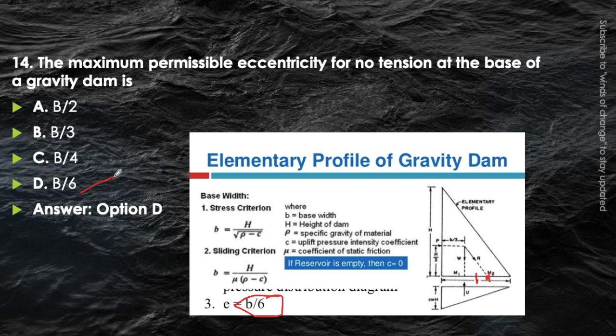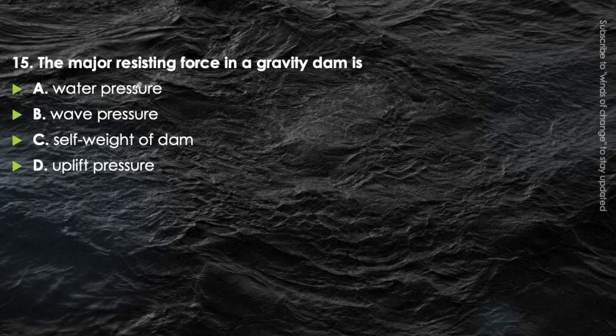Next question. The major resisting force in a gravity dam is water pressure, wave pressure, self weight of the dam or uplift pressure. Now think about it. Major resisting force in gravity dam. If you consider the elementary profile, then which one will be the major resisting force? Uplift pressure cannot be a resisting force. Wave pressure is the applied force, it is not a resisting force. Whereas water pressure is also an applied force, not a resisting force. So the answer that is applicable here is the self weight of the dam, which will be the major resisting force here. Self weight will be the major resisting force.